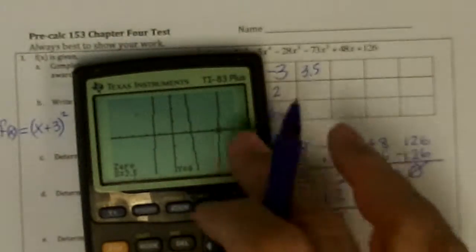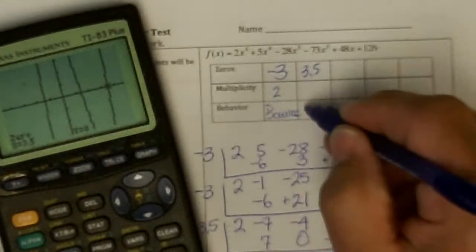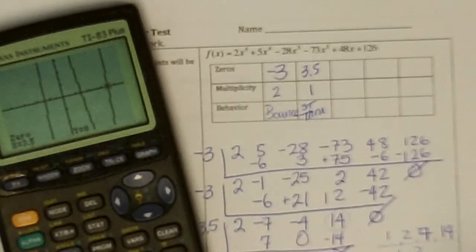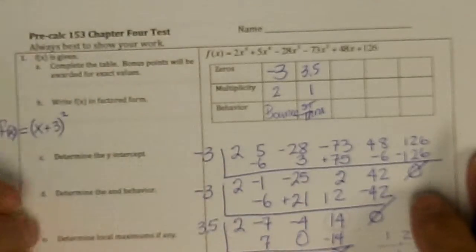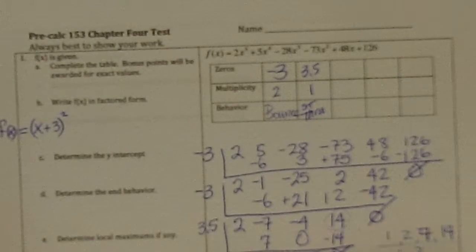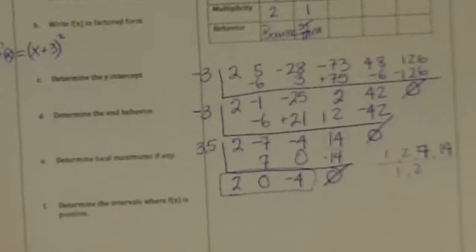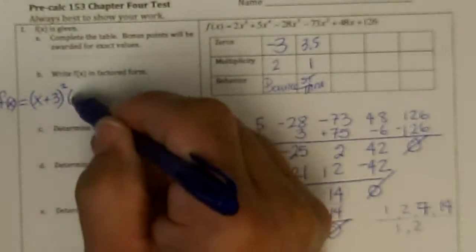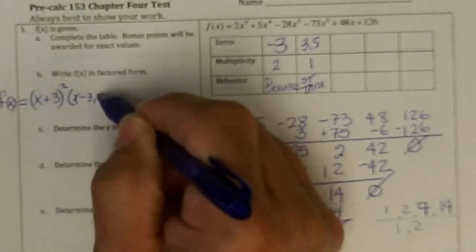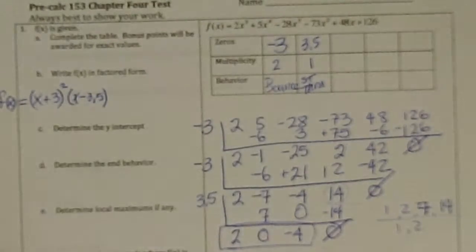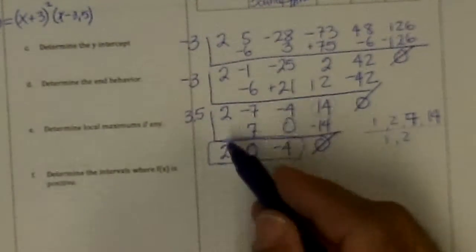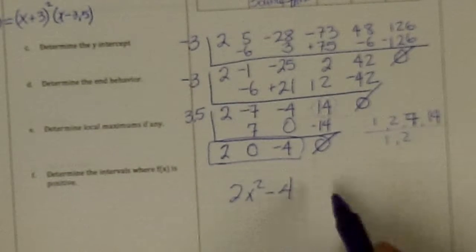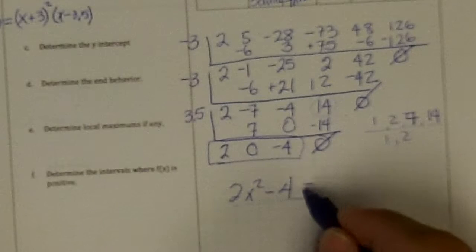The graph goes straight across, and even the original graph went straight across, so it went straight through. So it has multiplicity of 1. And now the good news is I'm down to a quadratic. So I can use the quadratic formula. Oh, let's get the factor in here. So I've got x minus 3.5 or 7/2. Okay, so now I'm down to 2x squared minus 4, and I'm trying to get that to equal 0. So I'll just set it equal to 0.